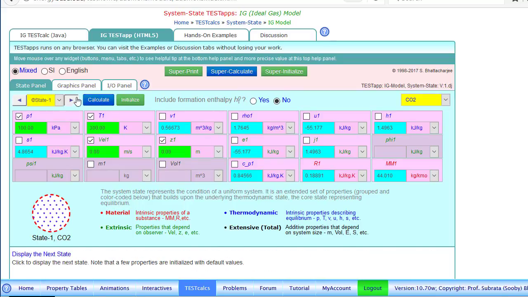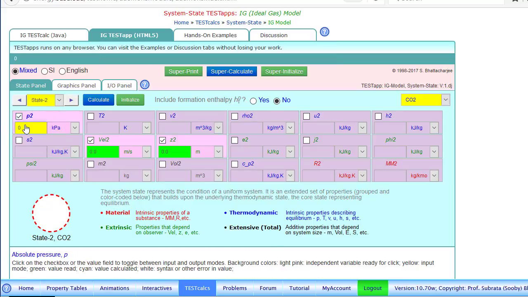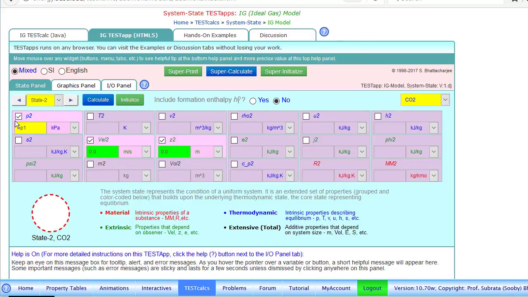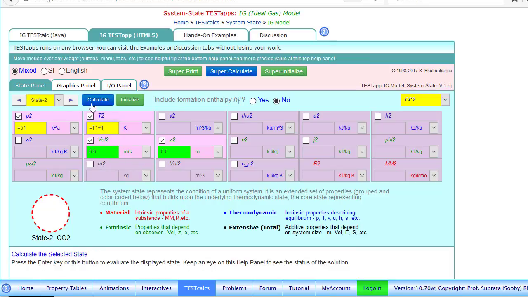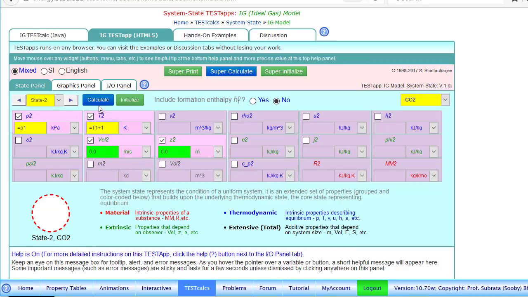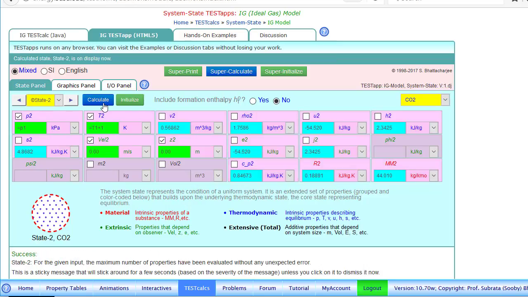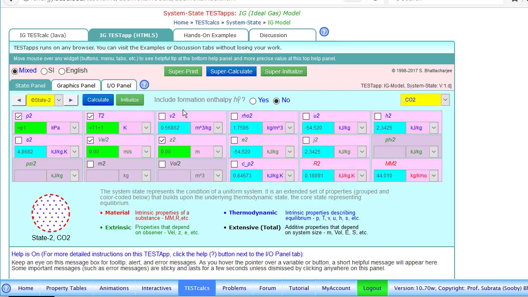So the next state, the pressure is constant, so just equals P1. And then since it's a partial derivative, dH over dT, that means over a really small increment of temperature. So we'll want to do something like equals T1 plus 1 Kelvin. That will give us more accurate results than if it were a higher temperature. So now we hit calculate, and we have the H value for state 2.